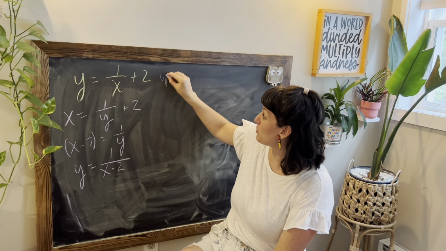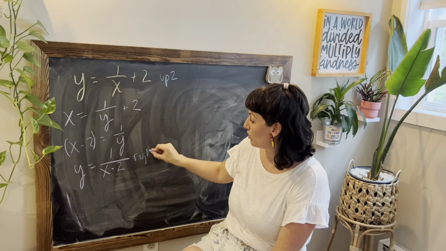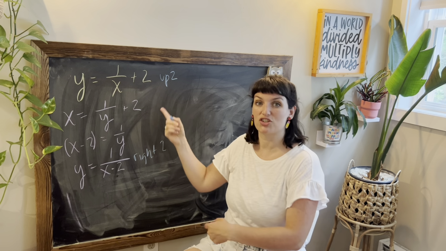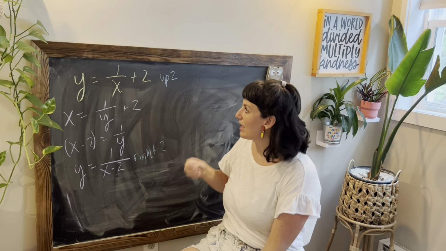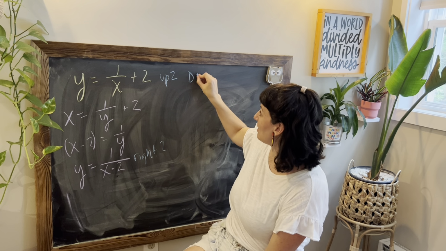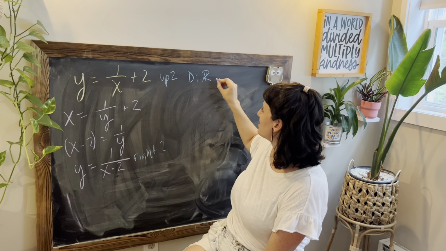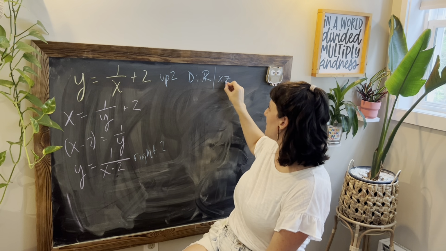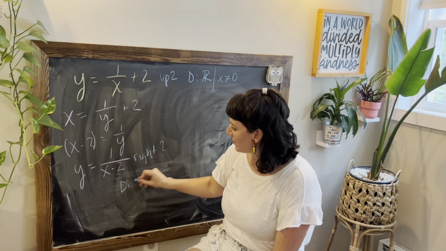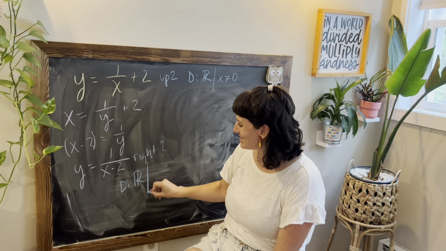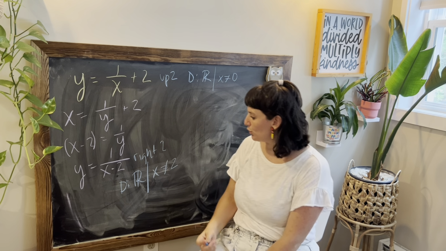This one went up 2, right, from 1 over x. This one goes right 2. Oh, left 2 versus right 2, the transformations got inverted. Okay, this one has a domain of all real numbers except x cannot be 0. This one has a domain of all real numbers except x cannot be positive 2.